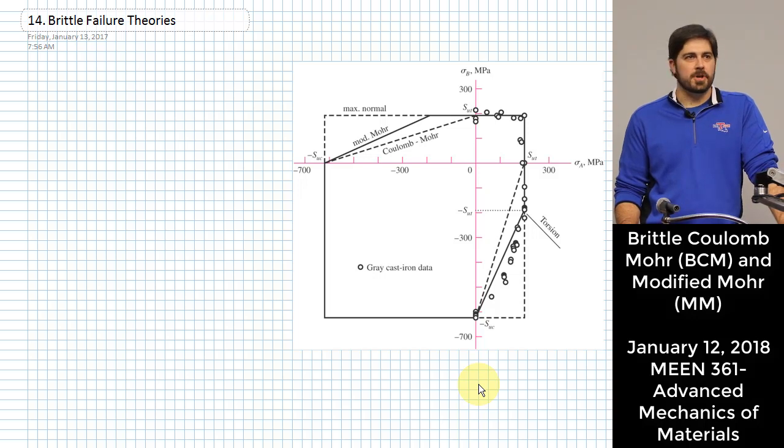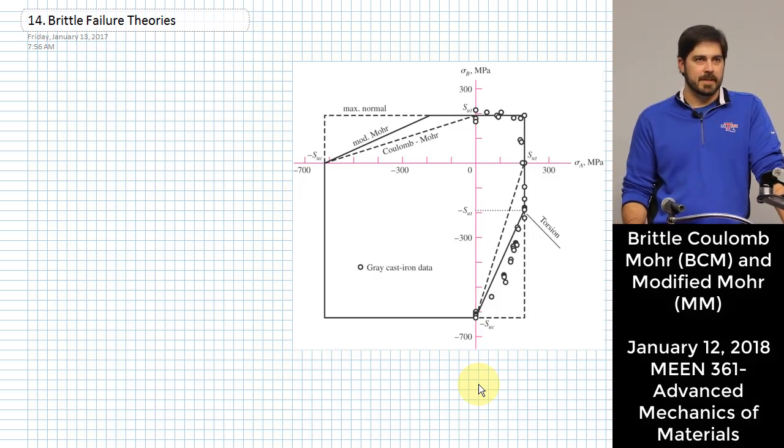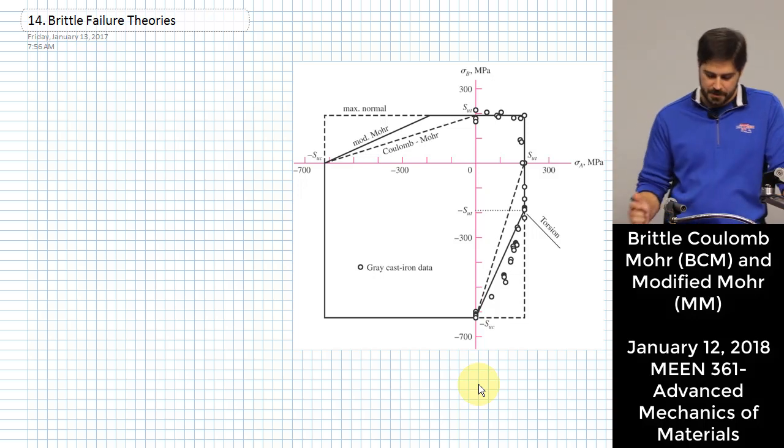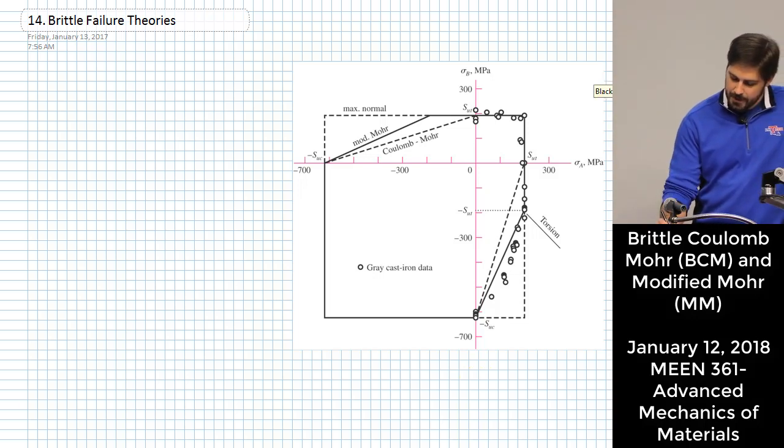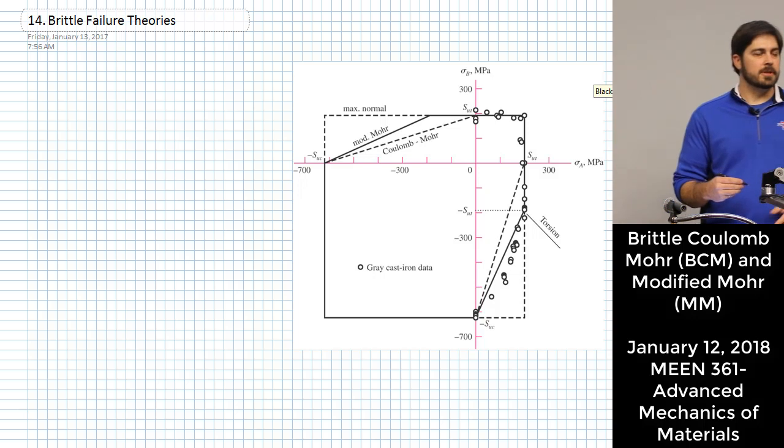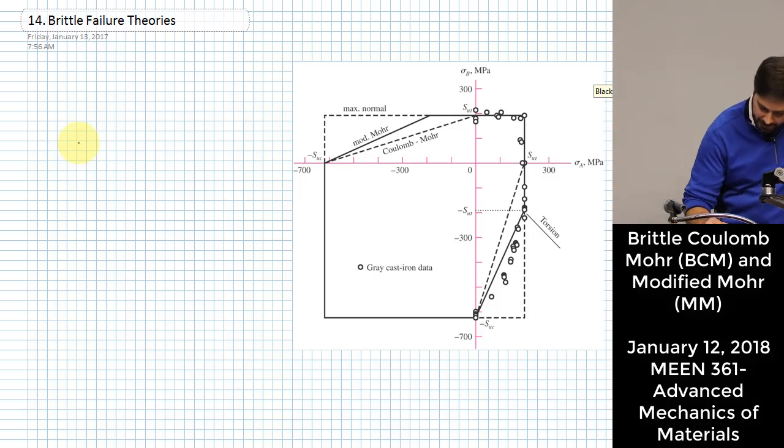Today we're going to continue talking about failure criterion. And what we do today is going to be very similar to what we did when we met last time. We are still talking about another theory that bears the name of Coulomb Mohr. But today we're applying it to a different type of material. What we did last time is called Ductile Coulomb Mohr, and it applies for materials that are ductile.